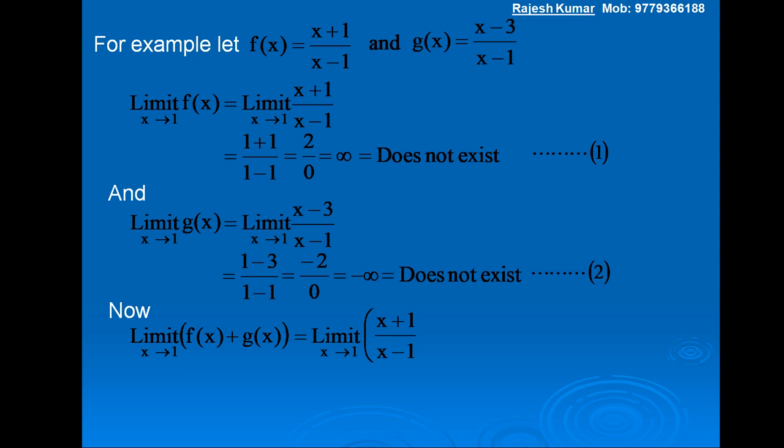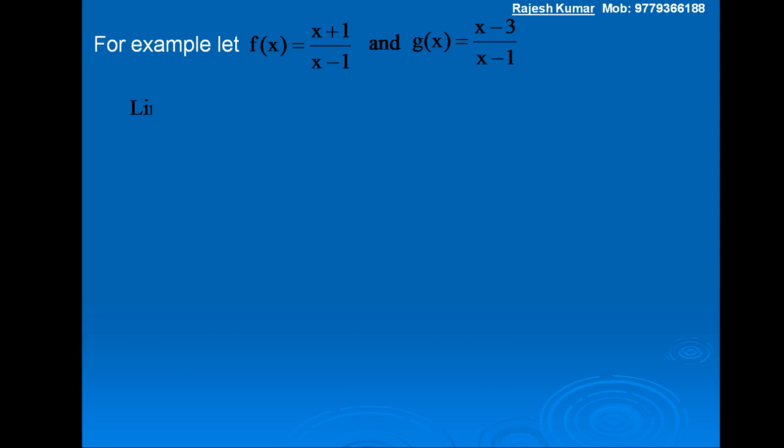Now limit x approaching 1 of f(x) plus g(x) is equal to limit x approaching 1, putting the values of f(x) and g(x), that is (x plus 1) upon (x minus 1) plus (x minus 3) upon (x minus 1). Now within the bracket take LCM. This will become equal to limit x approaching 1 with LCM x minus 1. In the numerator we get x plus 1 plus x minus 3.